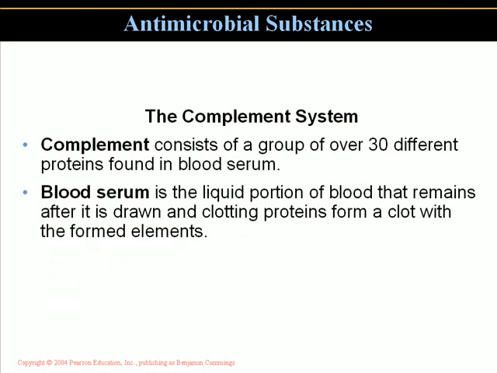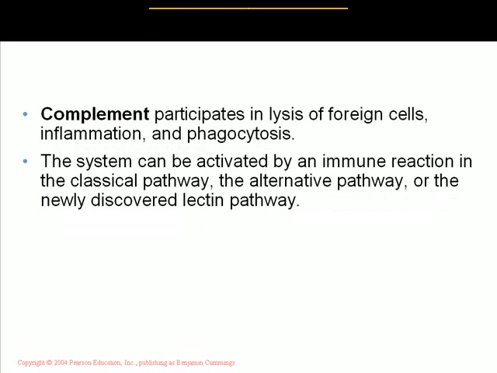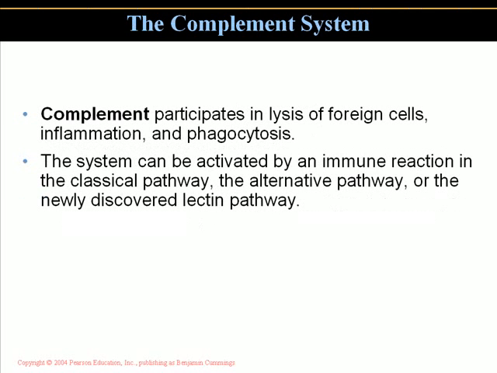The complement system consists of a group of about 30 different proteins that are found in the blood. Now, the blood serum is the liquid portion of the blood that remains after it's drawn and the clotting proteins form a clot, which are formed elements. Complements participate in the lysis of foreign cells. Okay? And it's very important that we have this process take place. Again, complements participate in the lysis of foreign cells, inflammation, and in phagocytosis.